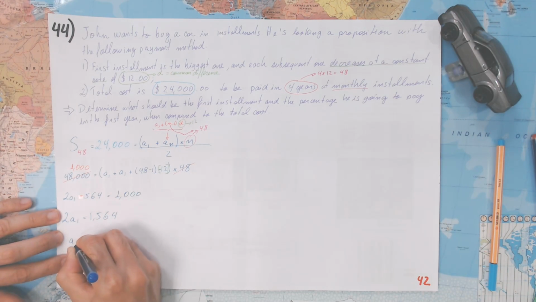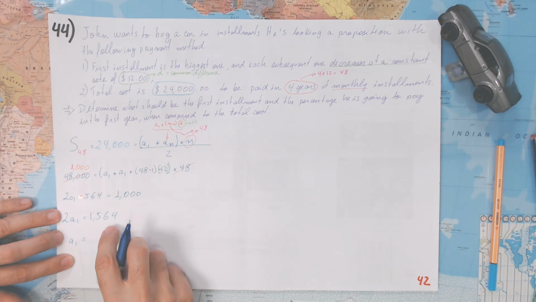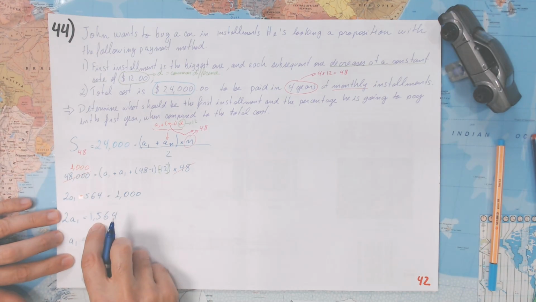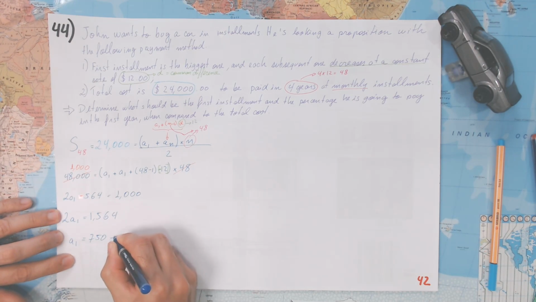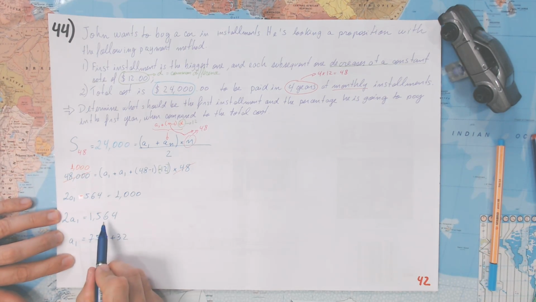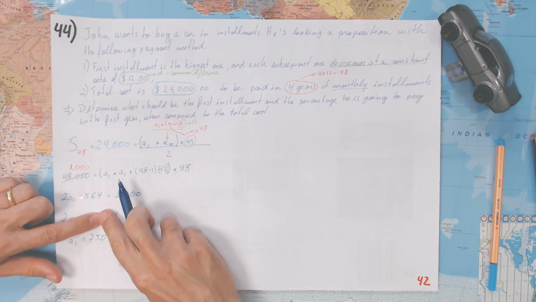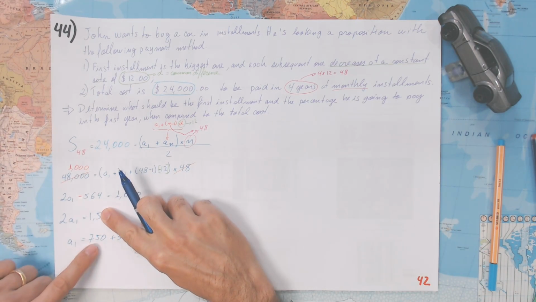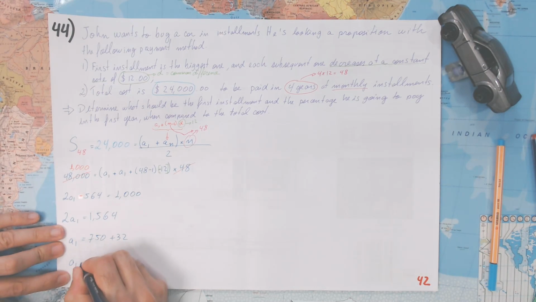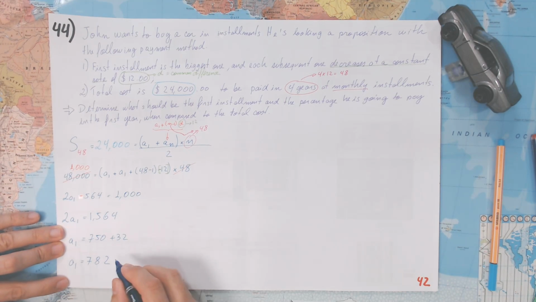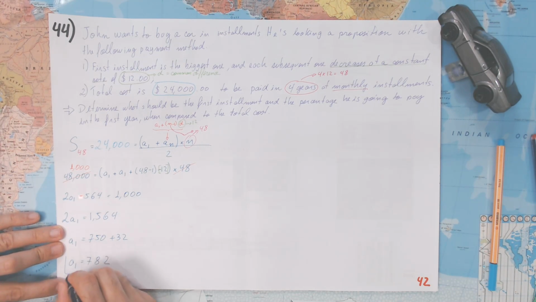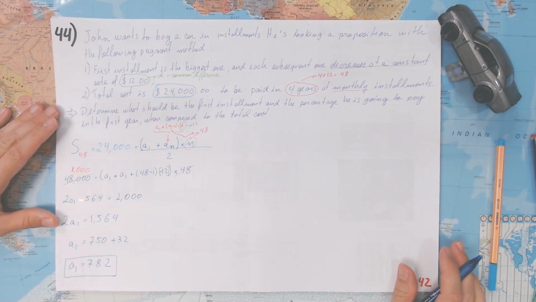1564, therefore A1 is going to be, well, here is 32 and here is going to be 750. It is going to be 750 plus 32, right? Okay, divide this by 2, it is 32. Divide 1500 by 2, 750. Therefore A1 is just 782. Okay, so this is A1. I'm just going to keep it.